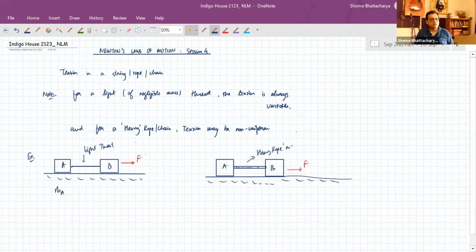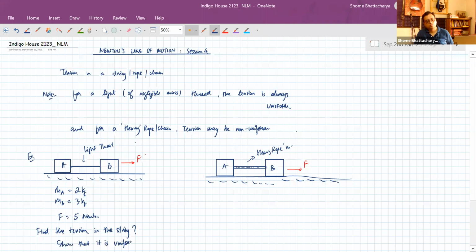In this case, the mass of A is given to us as 2 kilograms, the mass of B is 3 kilograms, and the force we are applying is, let's say, 5 newtons. Find the tension in the string and show that it is uniform at all points.